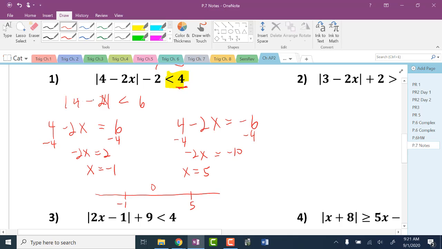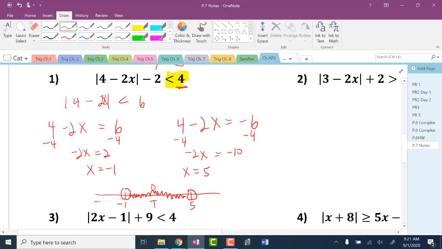2 times 0 is 0. 4 minus 0 is 4. 4 less than 6. True. By the way, it's a less than sign, not equal to, so these would be open dots. And that means any number I would have picked between negative 1 and 5 works.